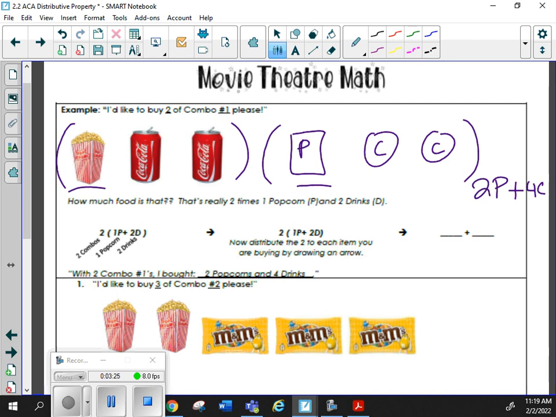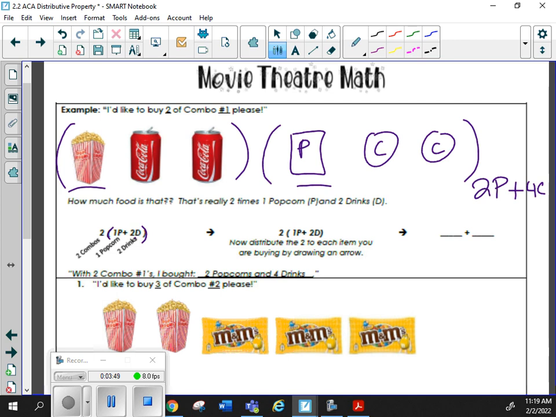So this is very much, I know no one would go to the movie theaters and write an equation for this, but to make sure that you actually get it, you can do some math with it. Okay? So I wrote the expression: I want 2 combos, 2 number 1s. You with me? I want 2 number 1s. Now what a number 1 is, is 1 popcorn and 2 drinks. Do y'all agree with that?